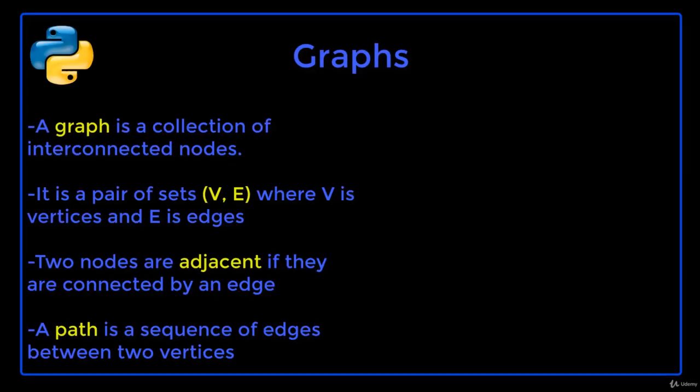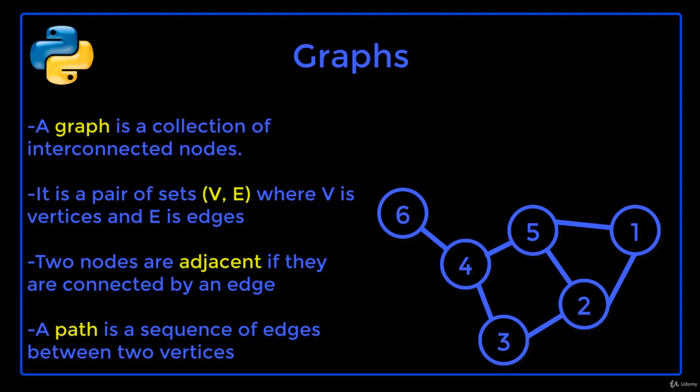In this lecture, we will learn what graphs are and how to implement them in Python. A graph is a collection of interconnected nodes. Some pairs are connected by links. Points are vertices, and links are edges. A graph is a pair of sets. We can represent a graph using an array of vertices and a 2D array of edges.